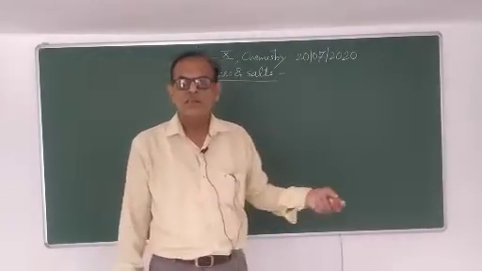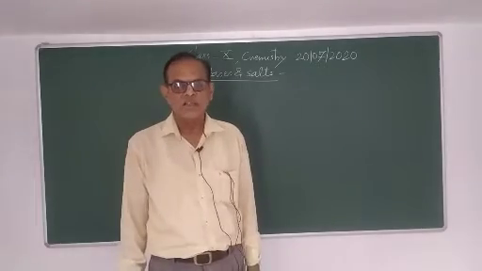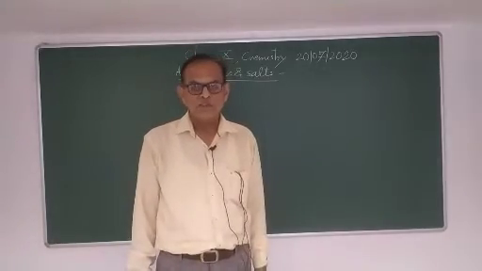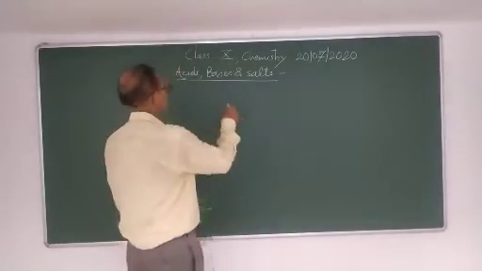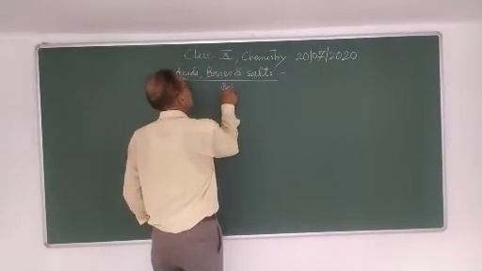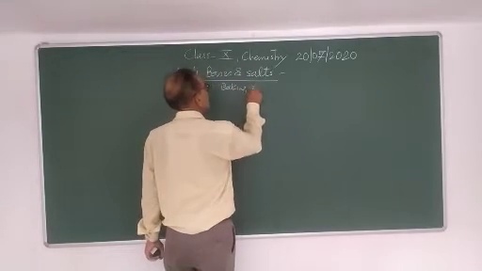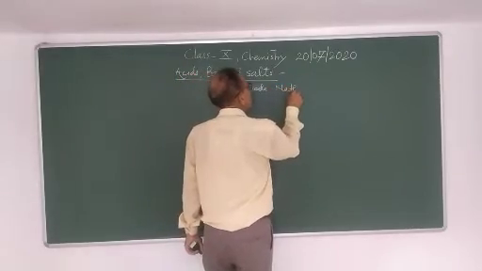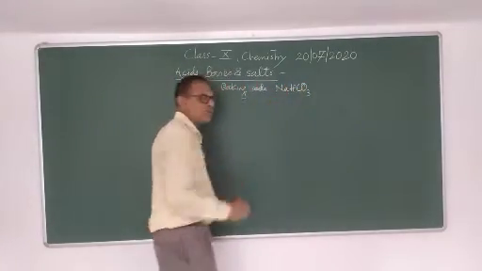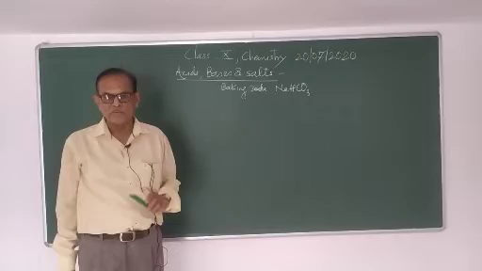So students, in the last period we have studied about baking soda. We have seen that baking soda has the formula NaHCO3, and this baking soda is prepared from sodium chloride as the starting chemical.